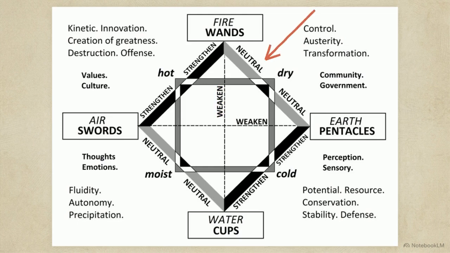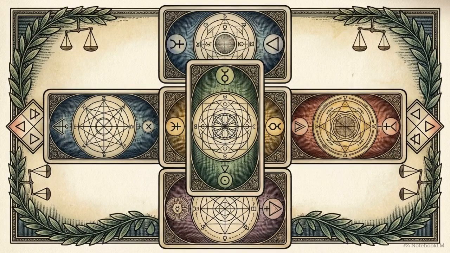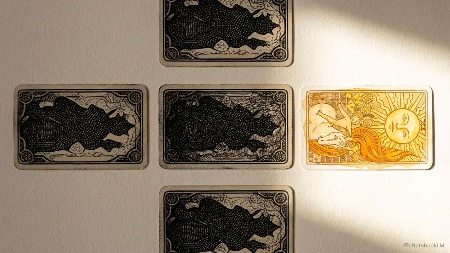Neutral pairings, shown here by the gray borderlines, occur between distant elements like fire and earth. These cards act as mild irritants. They coexist on the table without significantly altering each other's power. Memorizing these 4 interaction types allows you to resolve the confusion of drawing seemingly contradictory cards. You can now see which cards are actually doing the heavy lifting in a spread.